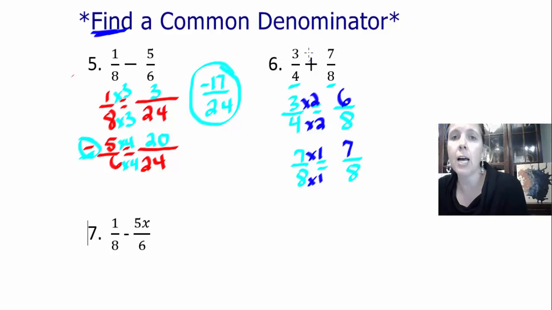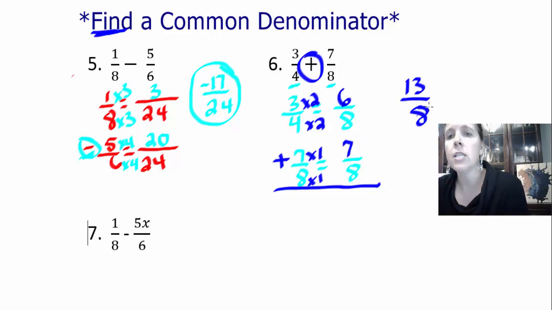Okay, and this is a plus, which I forgot to write. So 7 and 6 is 13, right? 13 eighths. Depending on what it says, most of the time we're not going to want to leave it as an improper fraction. We're going to make it into a mixed number. Do you guys remember how to do that?